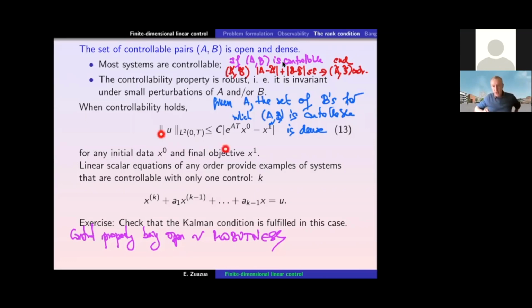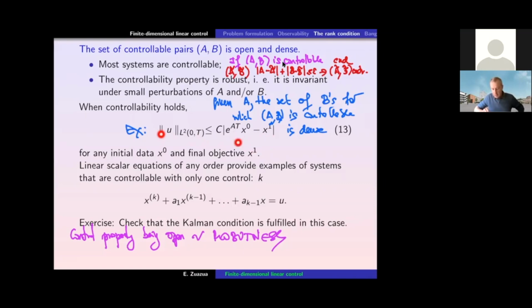The next property is also very interesting. I have done the computation when the target is 0. You can do as an exercise the computation when the target is x1. And then, of course, the size of the control you will use, which will be, again, B star applied to some adjoint phi computed minimizing a suitable functional, right? The control you use will always be proportional to this distance here.